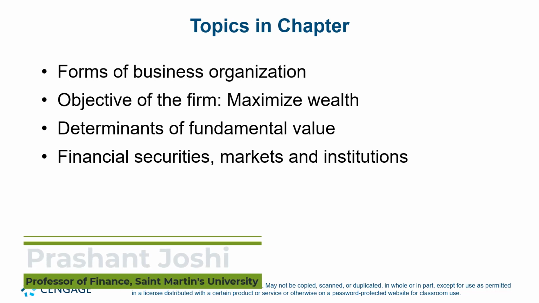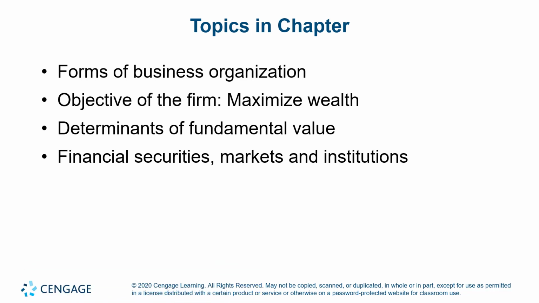This chapter should give you an idea of what financial management is all about, including an overview of financial markets in which corporations operate. So, in this chapter, we're going to cover forms of business organization. We'll also talk about objectives of the firm, that is to maximize value. We'll also talk about the determinants of fundamental values, and we'll also look at the financial security markets and institutions that ensure the business functions properly.